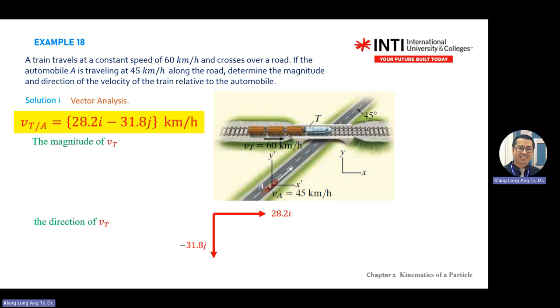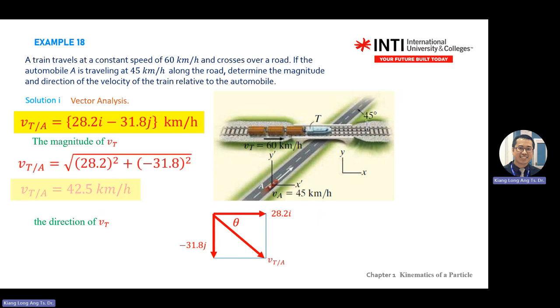Again, in your diagram, don't put negative. It just shows you that this value I copied from here. You can write 31.8j, go down. Don't write negative. Negative means you need to flip the direction up. Okay, so from here, you manage to find the resultant will be square root. Press calculator, you get the answer. Remember the unit, don't stop at the value. Write 42.5 kilometer per hour.